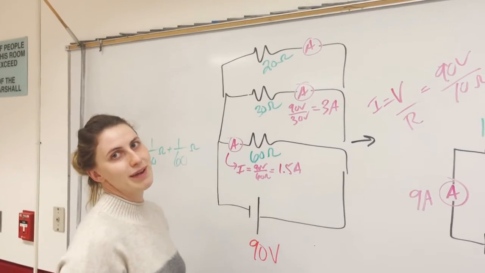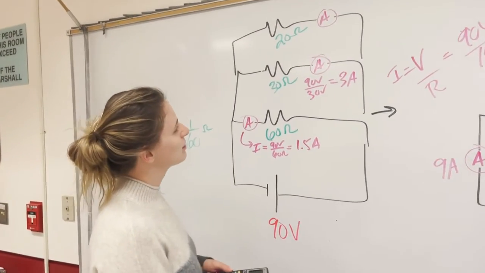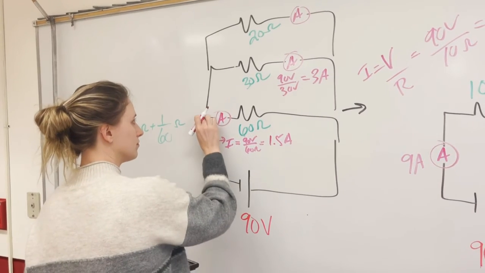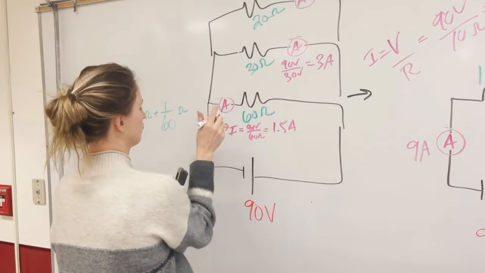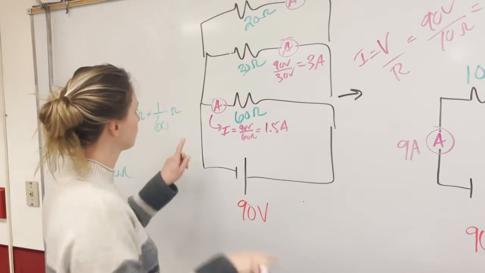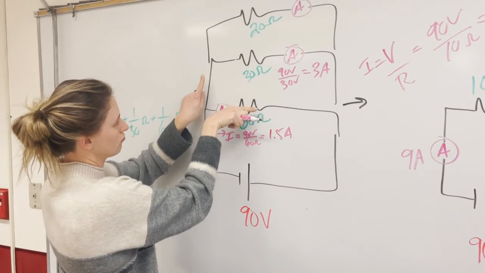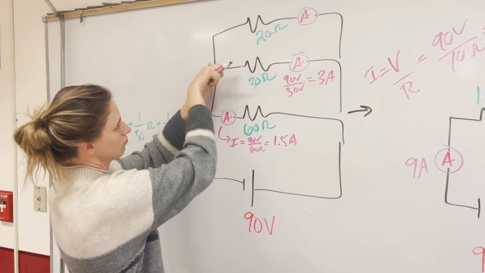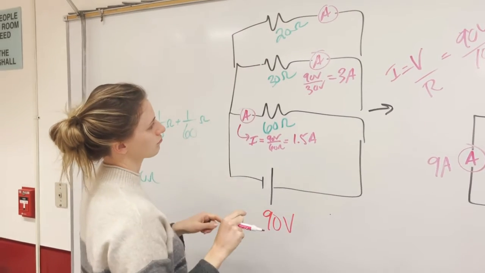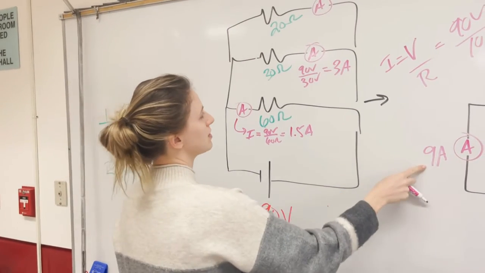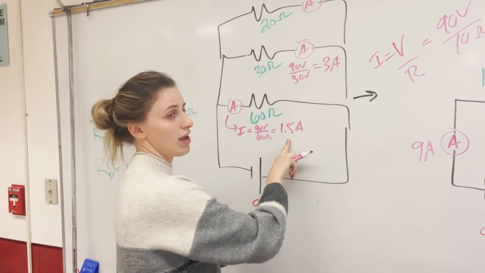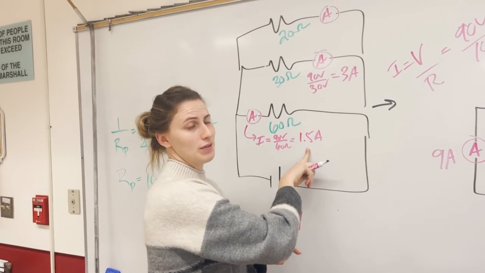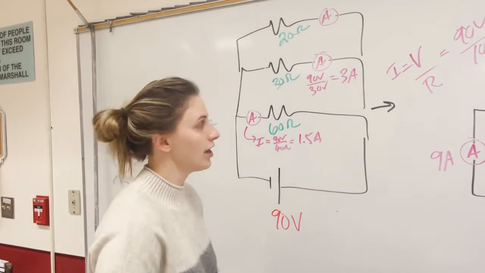Now, without doing any math, could you figure out what this one is? Well, the current leaves the battery and gets to the first spot, and it splits, and 1.5 goes there, and then the rest of it goes up to the next junction, and 3 amps goes through there. How much is left? Our total current is 9, so minus 3, which is 6, minus 1.5, which is 4.5. So this should be 4.5.